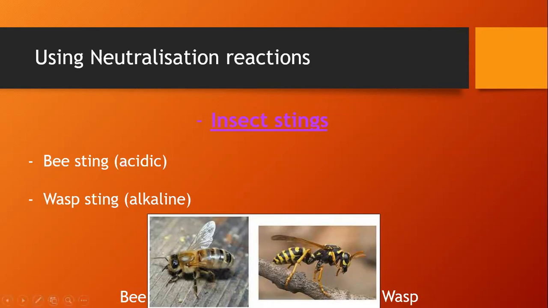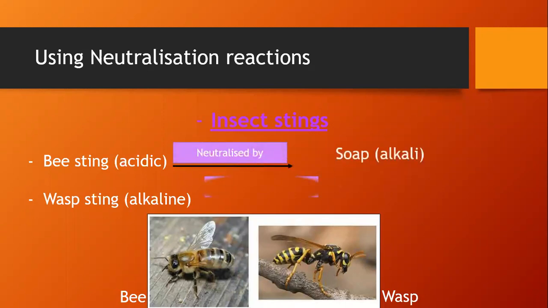What will you do? You will add an alkali, and you will add a weak alkali. You don't want to also cause a corrosive effect to your skin. So you're going to add a weak alkali. What is the alkali that you're going to add? You're going to add soap. You're going to wash the sting with soap.